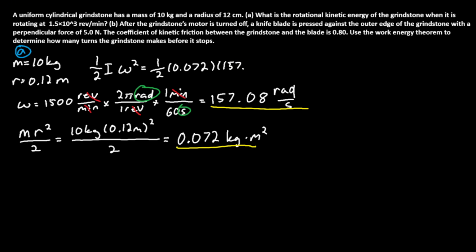And in the end, so it's 157.08 squared. In the end, you should get a rotational kinetic energy of 888.27 joules. So this is our rotational kinetic energy for part A.